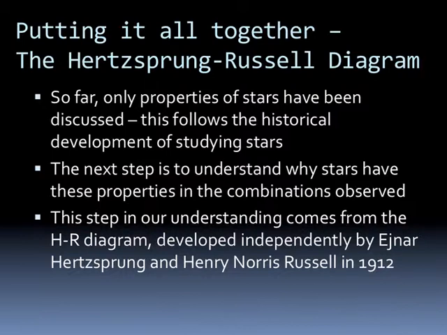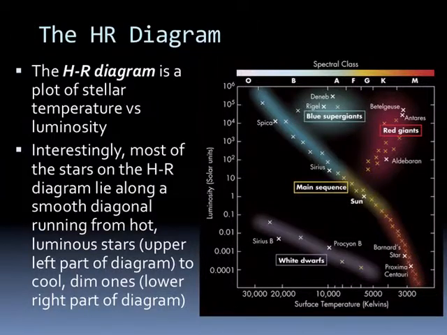The next step, of course, is to understand why stars have properties in the combinations observed. And this step in our understanding comes from the HR diagram, developed by two scientists, Ejnar Hertzsprung and Henry Norris Russell, in 1912. The HR diagram is a plot of stellar temperature versus luminosity. When we do this, most of the stars on the HR diagram lie along a smooth diagonal running from the hot luminous stars in the upper left of the diagram to the cool dim ones in the lower right part of the diagram.